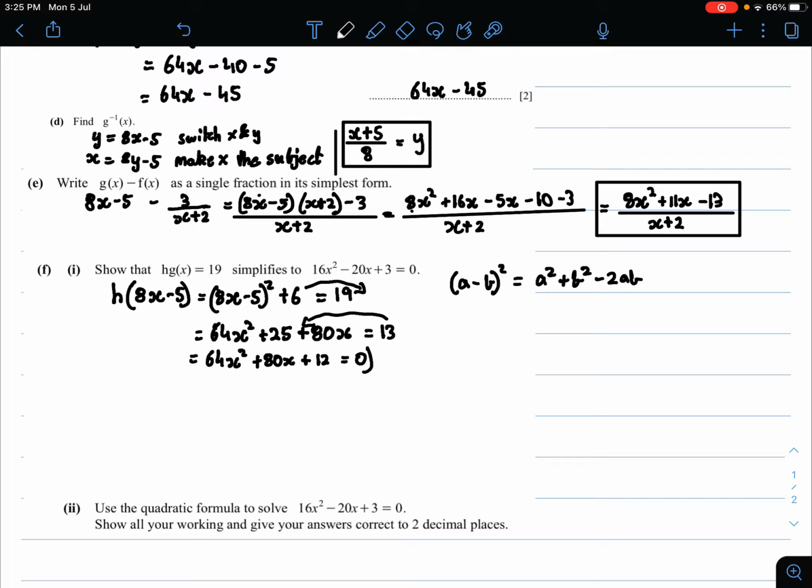So what we can do now is we can divide the whole equation by 2. So 64 divided by 2 would be 32. 80 divided by 2 would be 40. And 12 divided by 2 would be 6. Now once again we can divide the whole thing by 2. 32 divided by 2 would give us 16x square. 40 divided by 2 would give us 20. And 6 divided by 2 would give us 3.